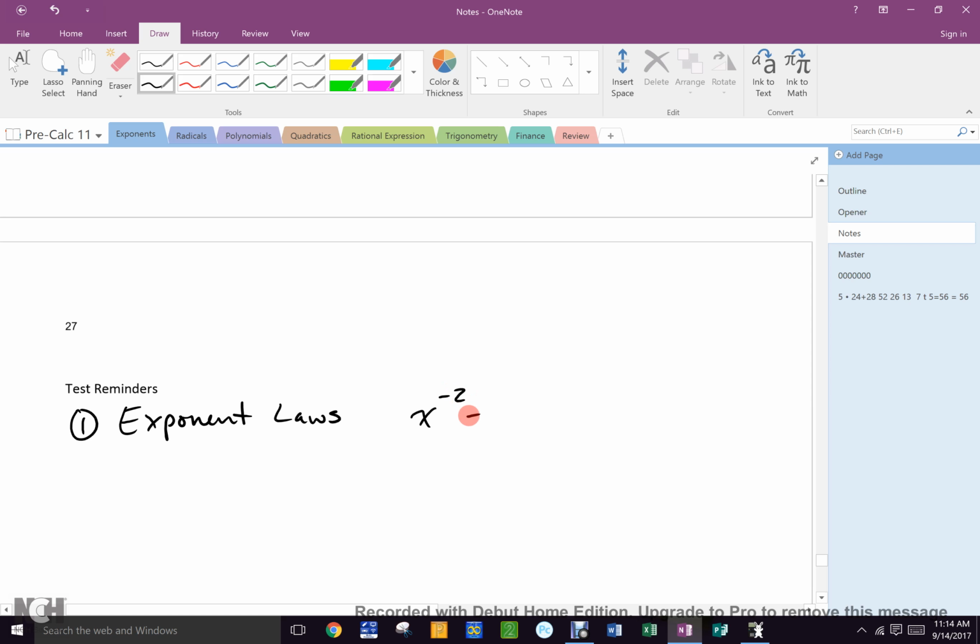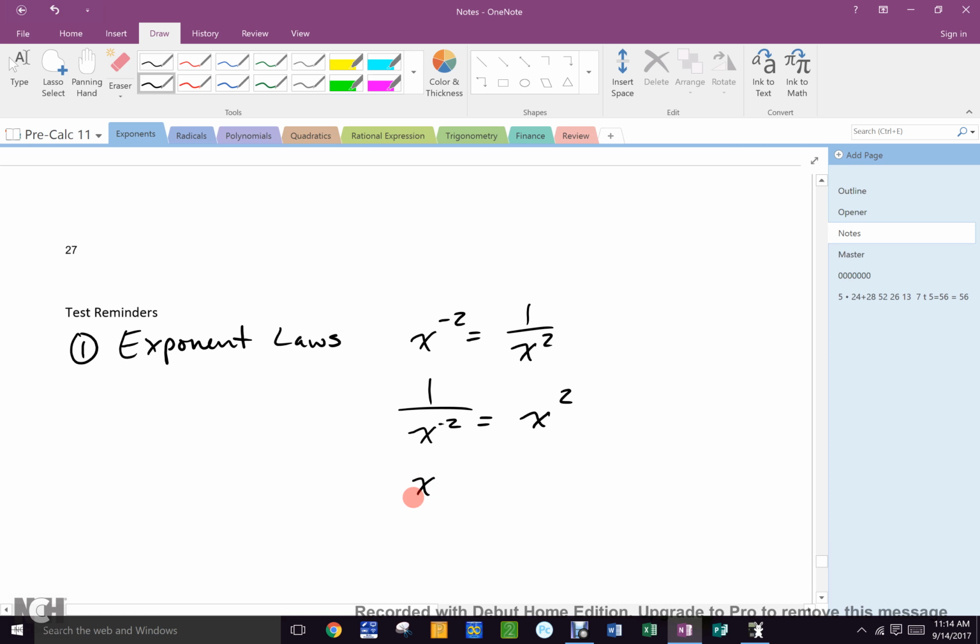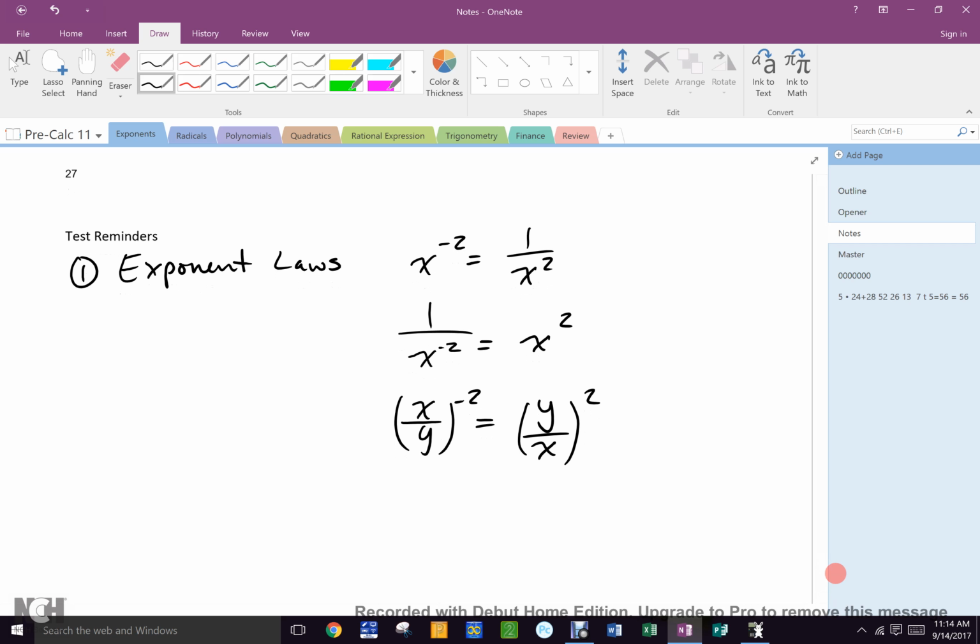x to the negative 2 is 1 over x to the positive 2. 1 over x to the negative 2 equals x to the positive 2. x over y to the negative 2 equals y over x to the positive 2. That's the one you all screw up all the time. Okay? Know it. Next reminder.